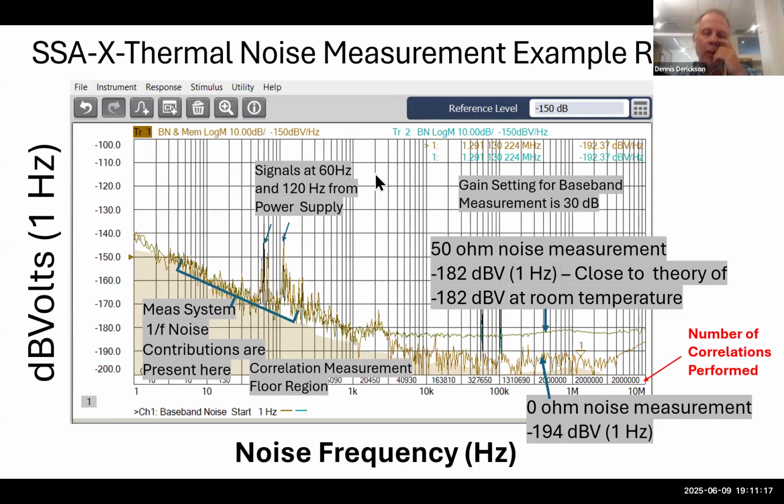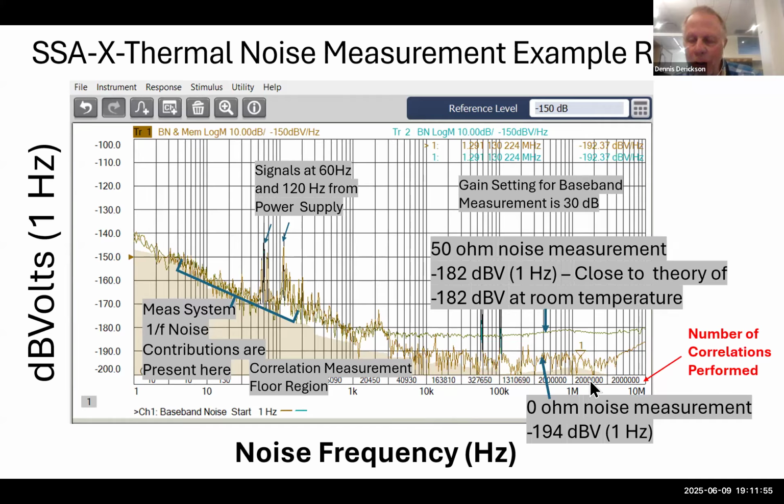We're going to take a 50 ohm resistor and put it into this architecture where we split it into two, Fourier transform it, and do all these correlations. And let me show you a couple things. On the bottom, what I did is I put a short circuit, a 0 ohm resistor, into this system. And a 0 ohm resistor has no thermal noise. So this represents kind of the measurement floor of the system, going from 10,000 hertz to 10 megahertz. There should be no noise if you do enough correlations.